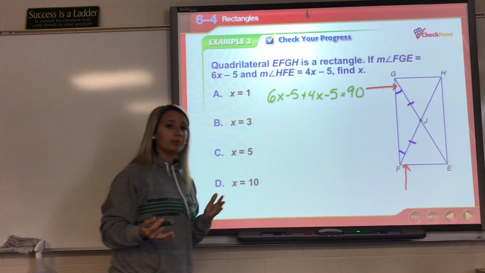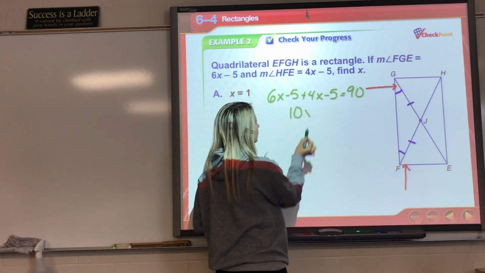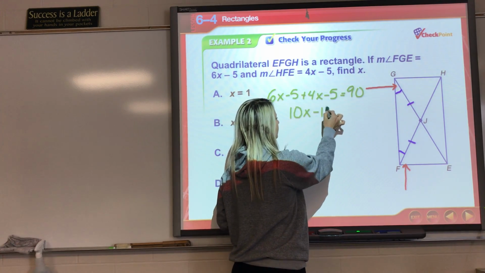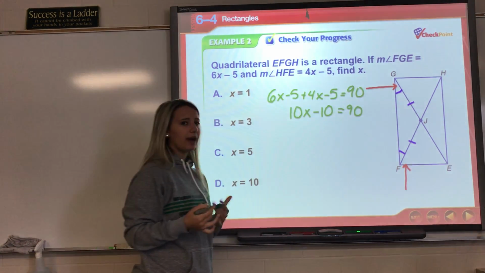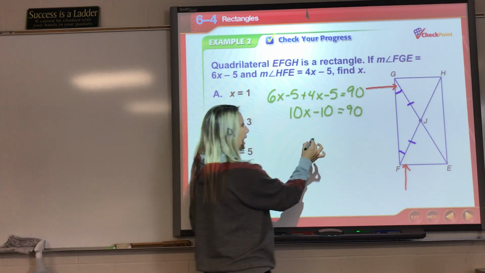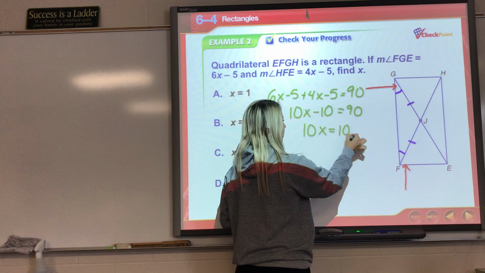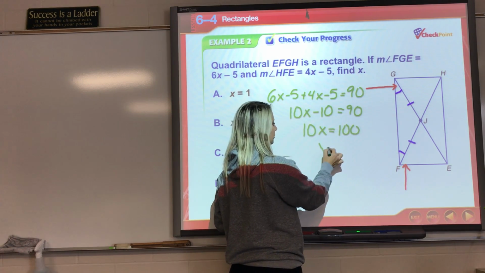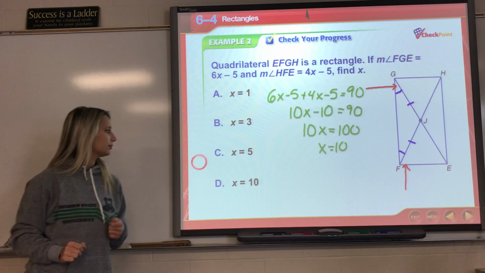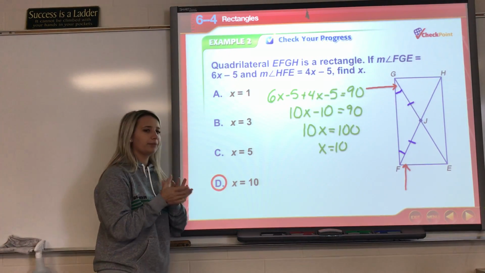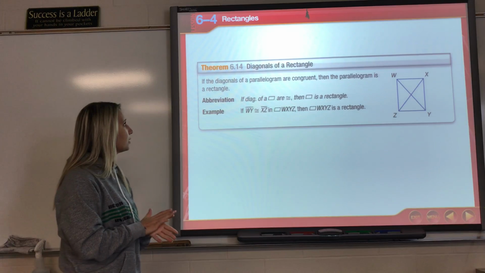Okay, so our next step, we're combining like terms. So we get 10x minus 10, still equal to 90. Okay, we're solving for x, got to get that by itself. Add 10 to both sides, so we get 10x equals 100. Divide by 10, we get x equals 10. Let's check our work. There we go. Okay, let's move on to the next example.